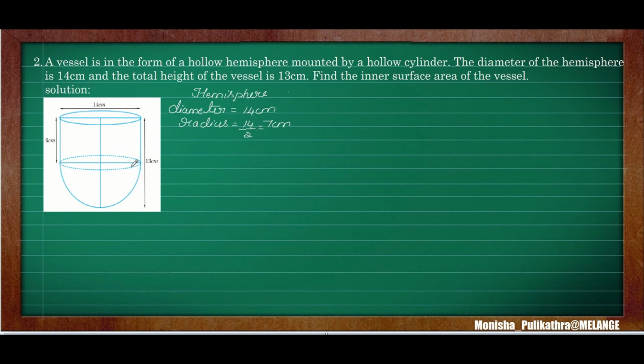Okay, next you have to keep it in mind, the radius of a hemisphere and height of a hemisphere are both the same. So radius is equal to height, which is equal to 7 centimeter. In the case of hemisphere, radius and height are same. Okay, so next is about the cylinder.